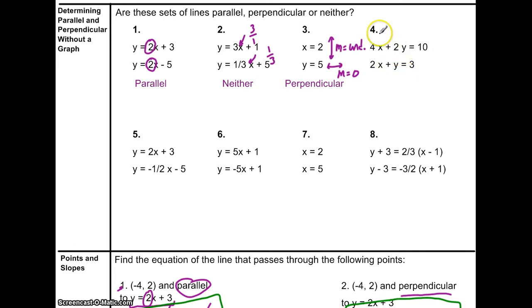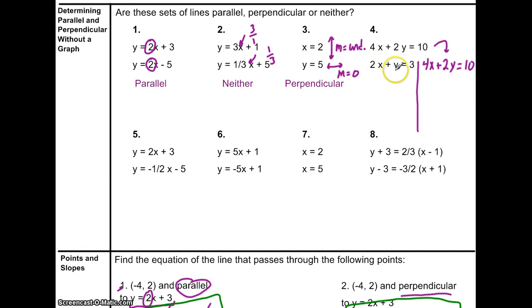Now, 4 is a little more interesting because in 4 we actually can't tell whether these are parallel or perpendicular right away because they're in standard form, not in slope-intercept form. So what we'll have to do is rearrange both equations and solve for y to figure out what the slope is going to be. Let's go ahead and do that. Since I have to work with both equations, I've rewritten the 4x plus 2y equals 10 over here just so I have some space to work with.